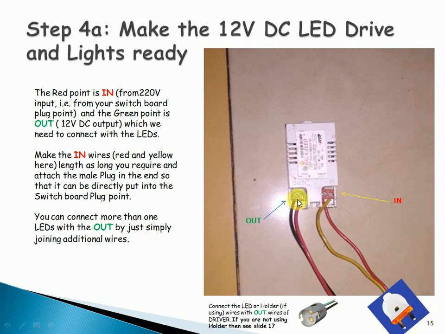Now you can see this green one is the out. So when the 220 volt from your power supply comes through here, it will convert here, and it will come out as 12 volt DC current, which is a very low current. And you can see this one is green. Color may vary, no issues.